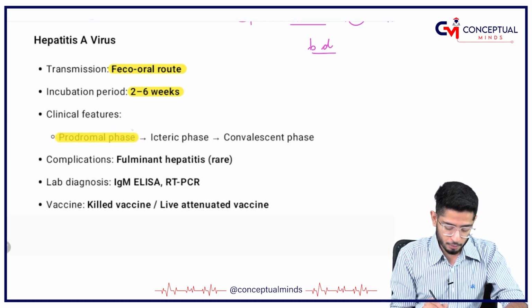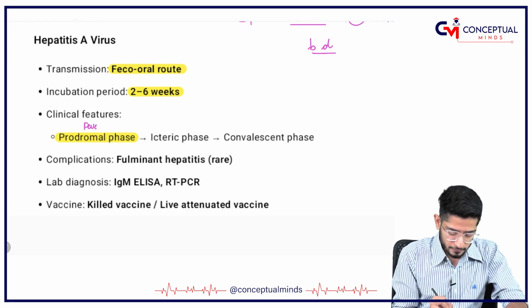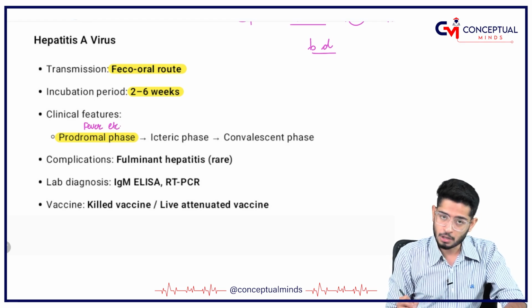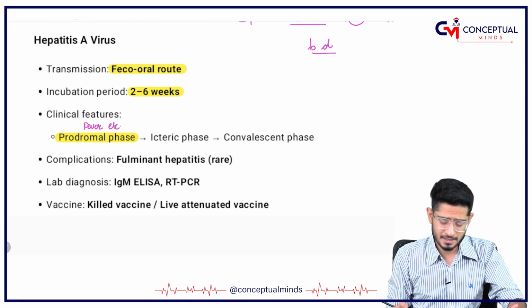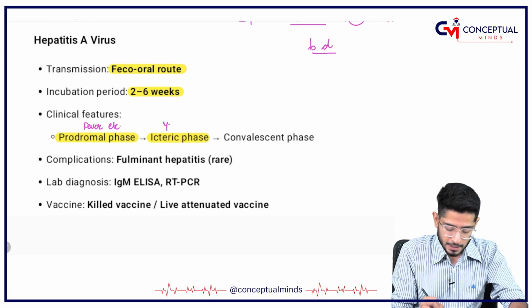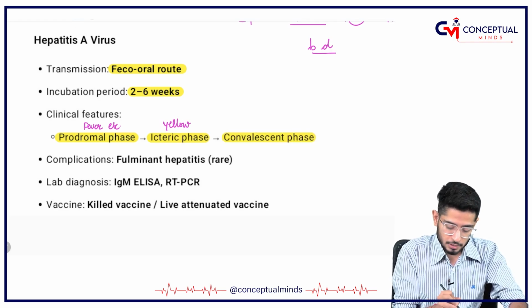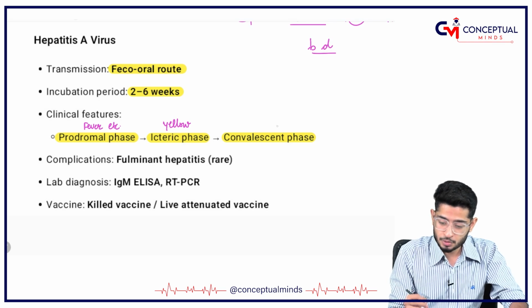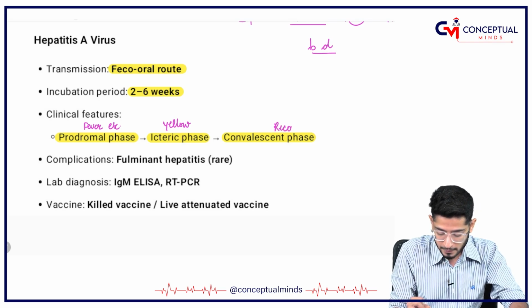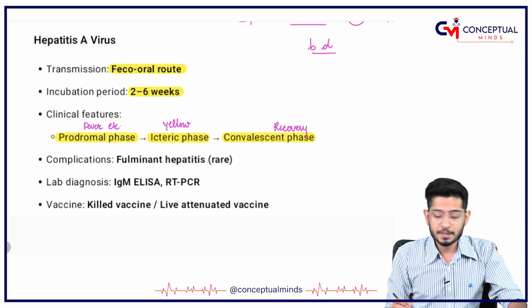One is the prodromal phase, because it is hepatitis, obviously inflammation, so fever and other symptoms are going to come, myalgia, weakness, everything. Then comes the icteric phase, when yellowish discoloration will be seen, and in the end it is going to get resolved. So what is the phase of resolution called? The recovery phase. This is called the recovery phase.